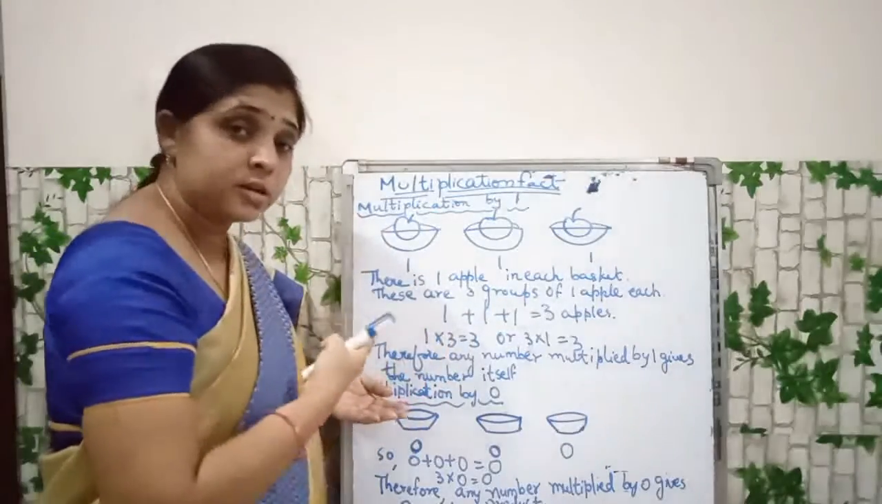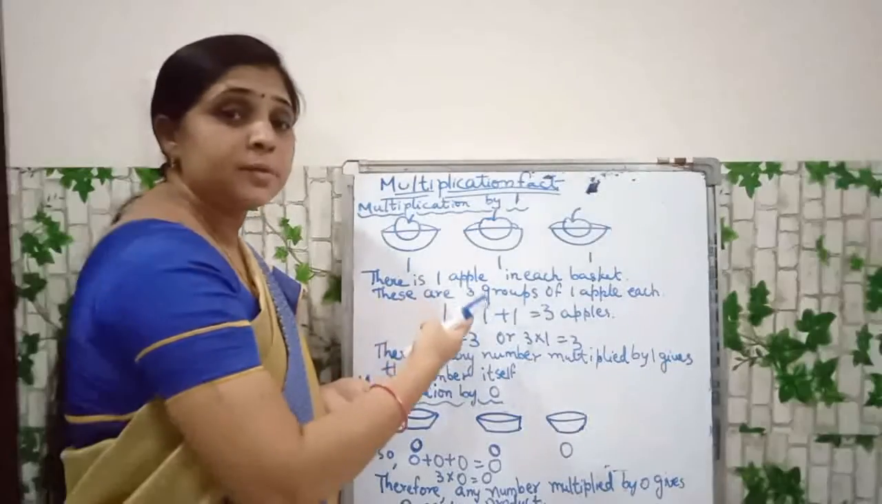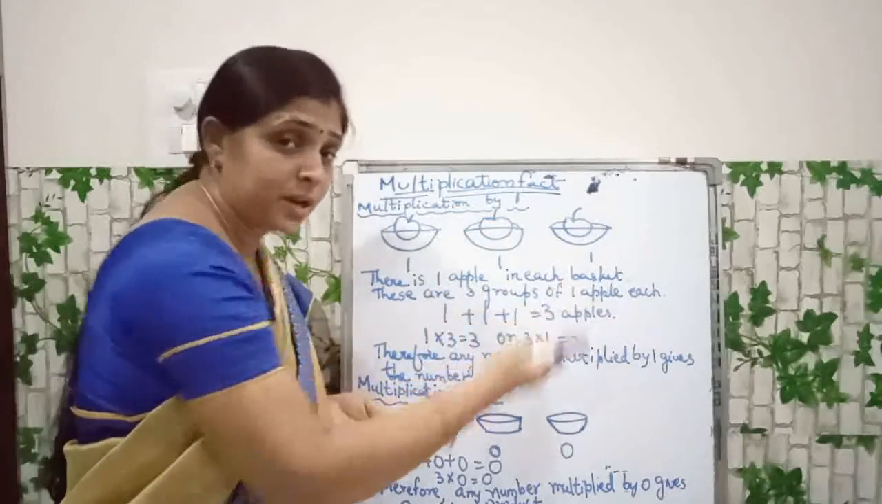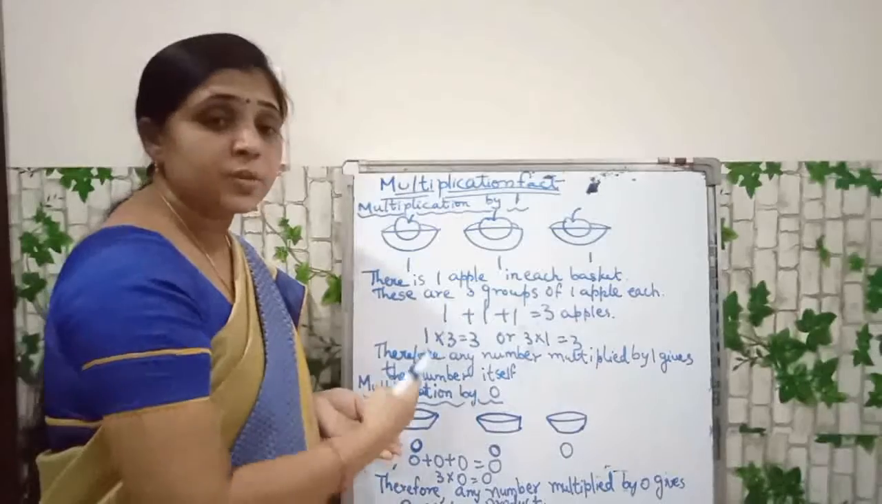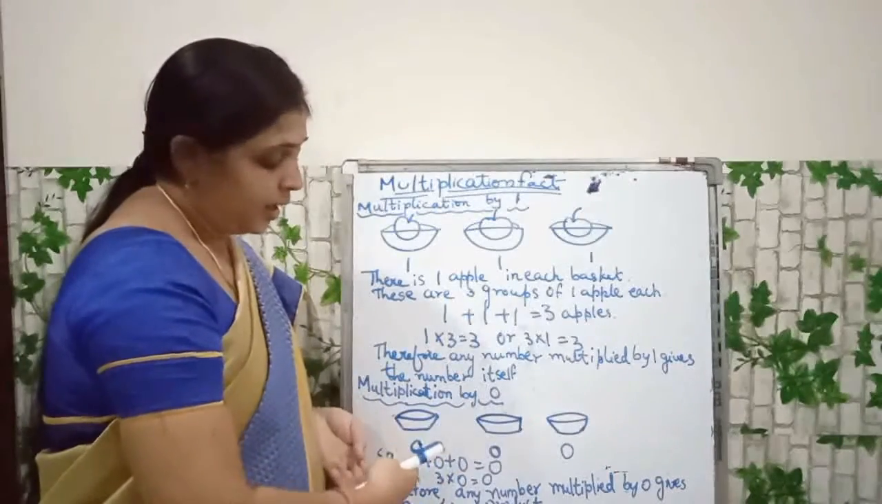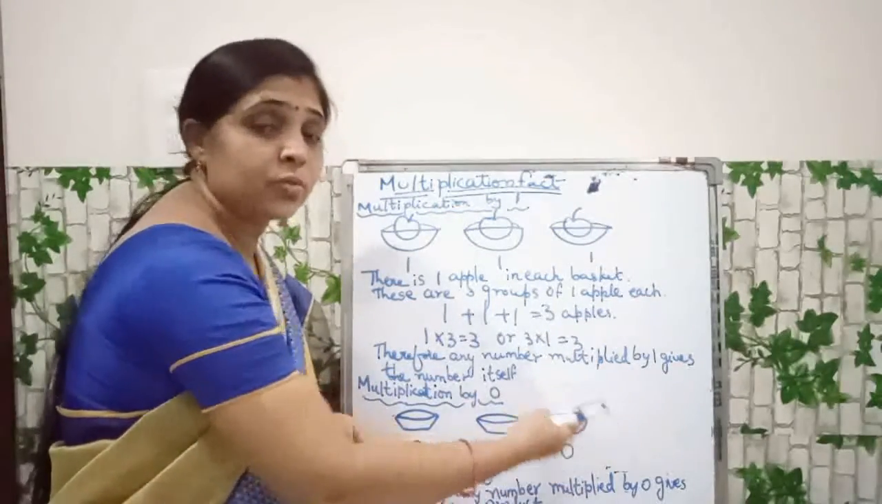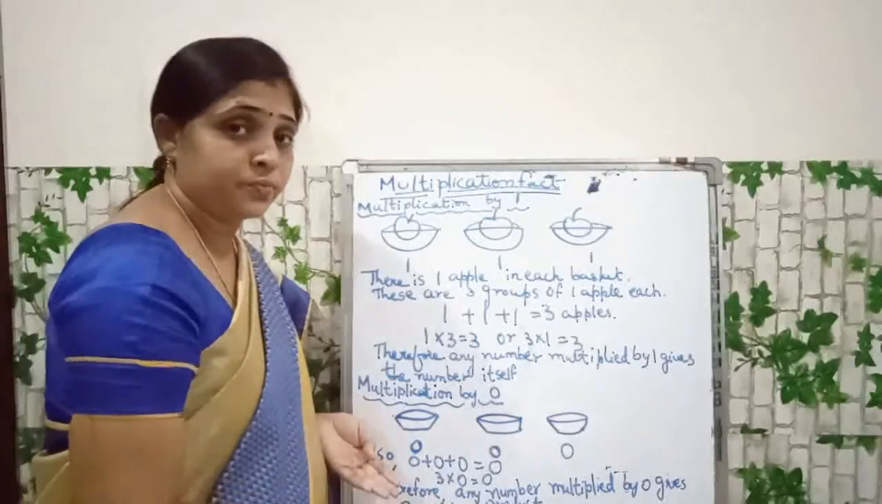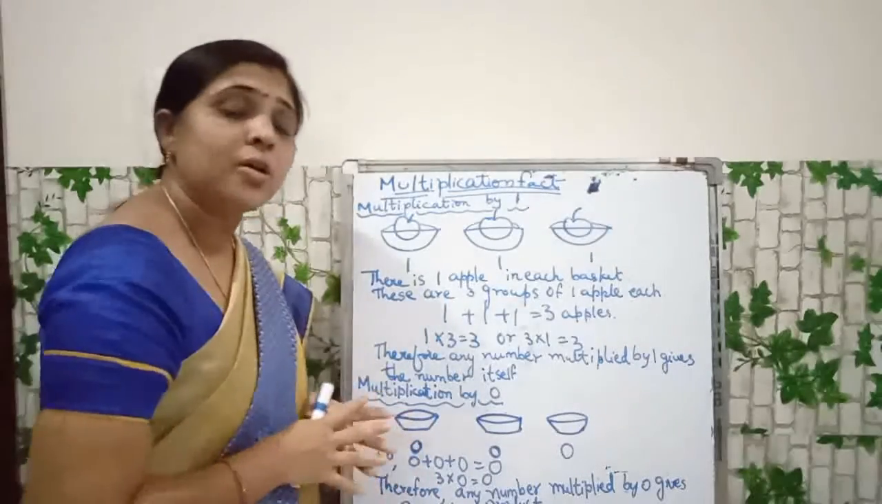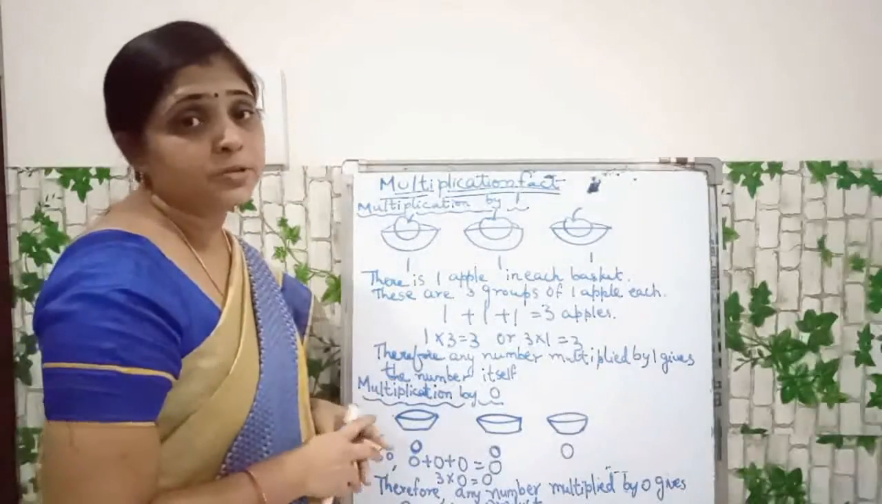By multiplication by 1 we have learned that any number multiplied by 1 gives the number itself. In multiplication by 0, any number multiplied by 0 gives the product 0. Understood, children? So, all of you now copy down in your classwork.